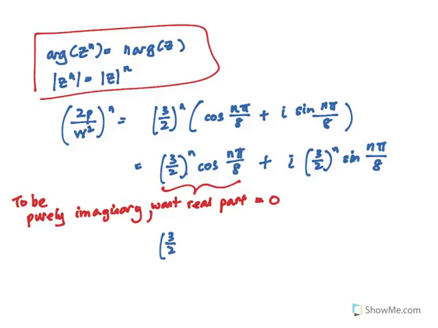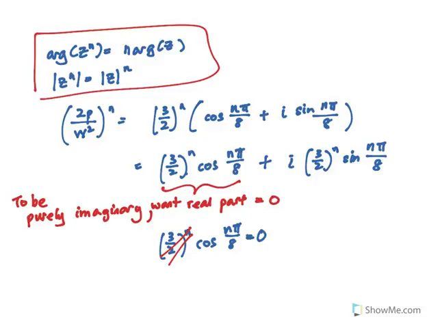So simply what we do is equate this to 0 now: (3/2)^n cos n pi over 8 equals 0. Let's see what we get. (3/2)^n is non-zero, so we can just cancel this away, it's useless. So cosine n pi over 8 equals 0.